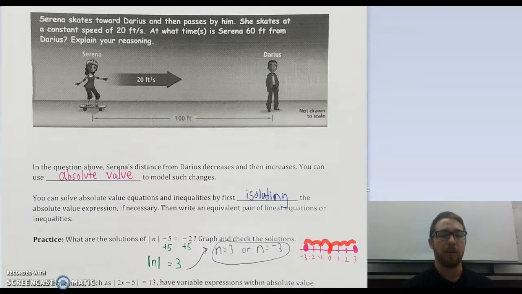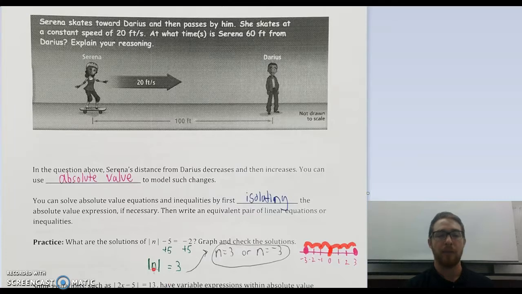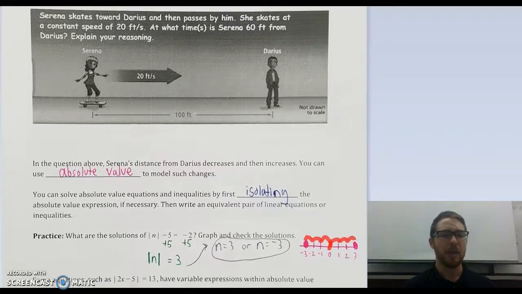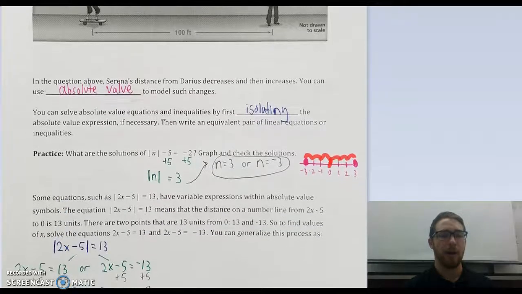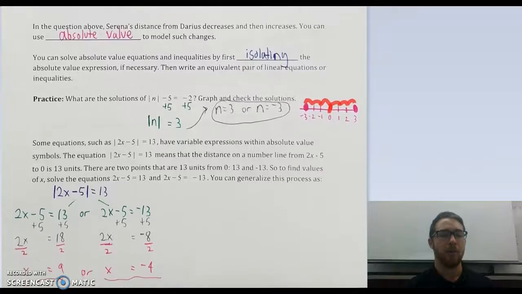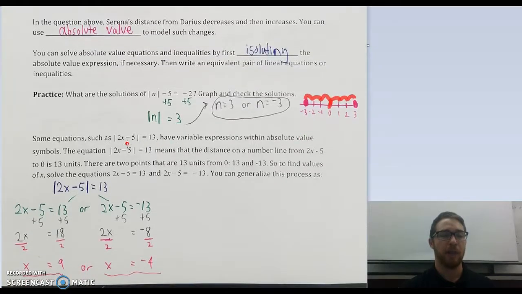So that was our first example, just n by itself inside the absolute value. I'm going to skip reading this paragraph, and show what this looks like if I have something besides just x or n by itself. Now I have an expression, the absolute value of 2x minus 5, and your steps are still the same. We still want to isolate the absolute value, so this is isolated. I don't have anything else on the left-hand side. It's just the absolute value and then equals 13.